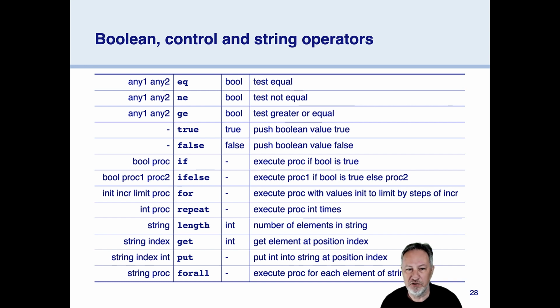We've seen a whole bunch of new operators. There are lots more, so there are all sorts of Boolean and control operators. We can test for equality, not equal, and so on. True and false are operators, but they can essentially be treated as literal values. So when we execute true, that leaves the true Boolean value on the stack. Same for false. We have an if-then-else, a for loop, repeat, and so on.